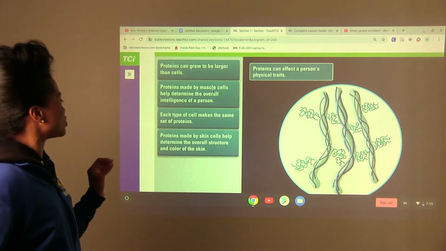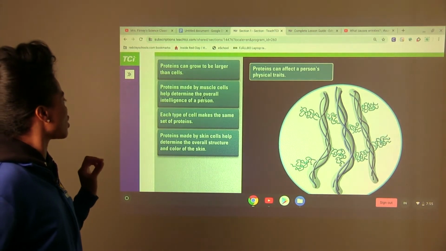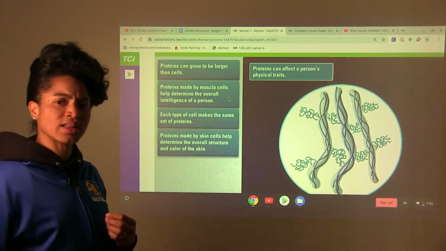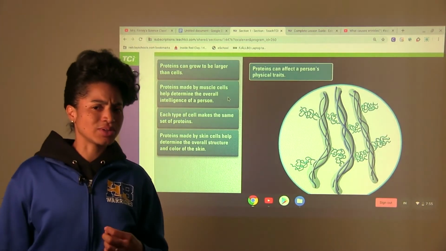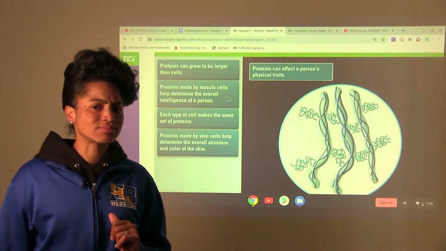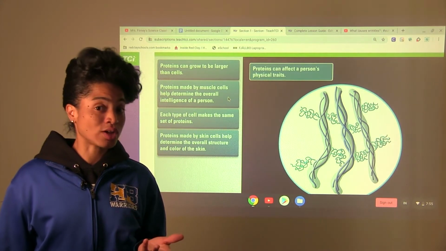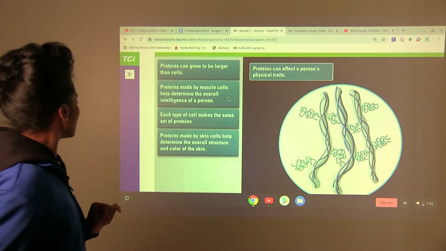Proteins made by muscle cells help determine the overall intelligence of a person. What do you think about that? True or false? You say false? Okay, we'll go with that.